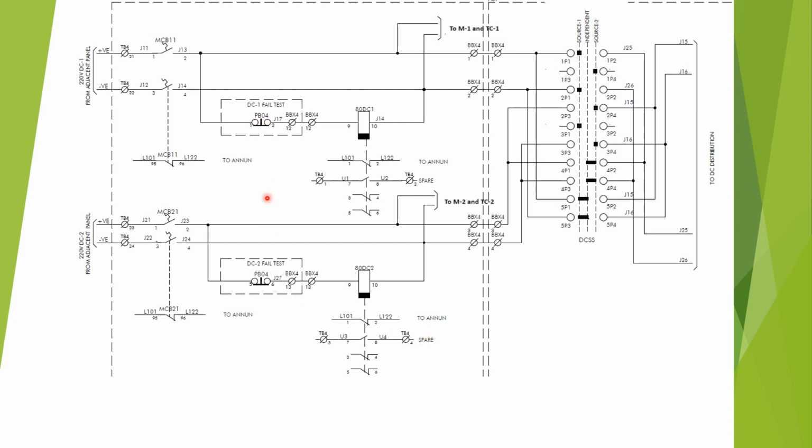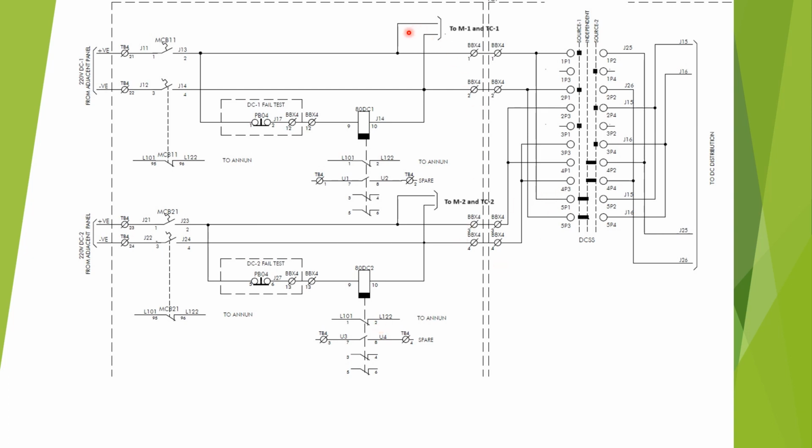Here a push button is given, and if this push button is pressed, then in the panel the annunciator gives an alarm, that is the failure of DC source 1. Again, if this push button is pressed in the CRP panel, an annunciator alarm will be given, that is the failure of DC source 2.